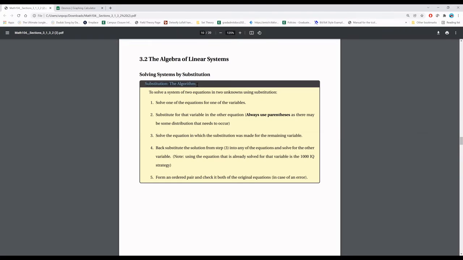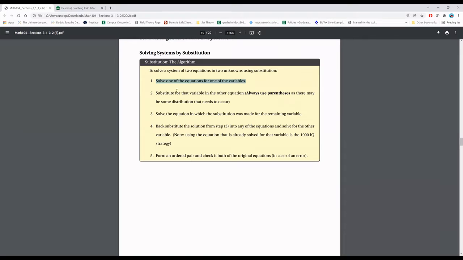Here I have an algorithm. Algorithm is just a fancy way of saying a list of steps to follow in order to complete some task. So our algorithm for substitution, where do we start? We will pick one of the equations and one of the variables. We will solve that equation for our chosen variable. Then we're going to take that and substitute it into the other equation for that variable that we have chosen.